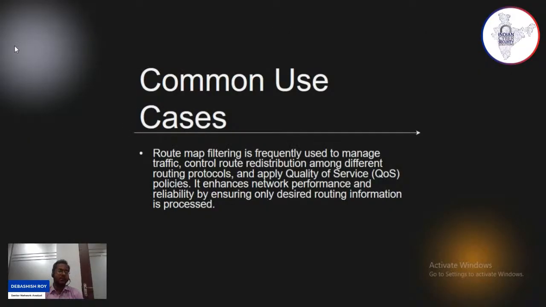What are the common use cases for route maps? Route map filtering is frequently used to manage traffic, that is traffic engineering, and to control route redistribution. Redistribution means when you are connecting different protocols, say EIGRP to OSPF, or OSPF to BGP. It is also used to apply QoS, quality of service, which is a very important thing when you are managing congestion in the router. In that case, route maps can be used to configure QoS, and it enhances network performance and reliability by ensuring only desired routing information is processed. So if you want some information to be suppressed, you can do it with the route map.